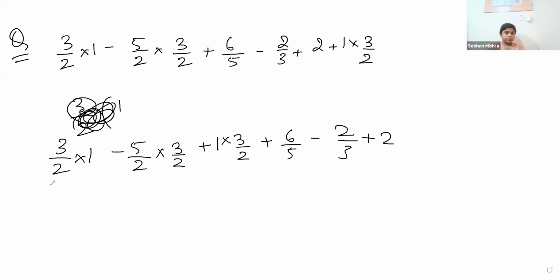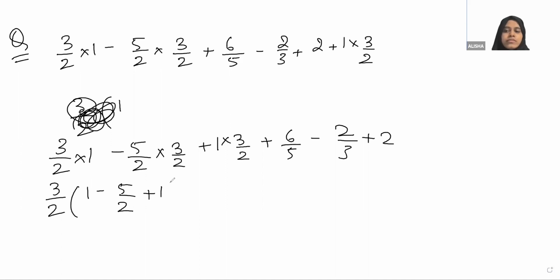Then 3 by 2 is the common. In bracket 1 minus 5 by 2 plus 1, bracket close. Sure. No, plus 6 by 5. Okay, then plus 6 by 5, and then minus 2 by 3, plus 2.